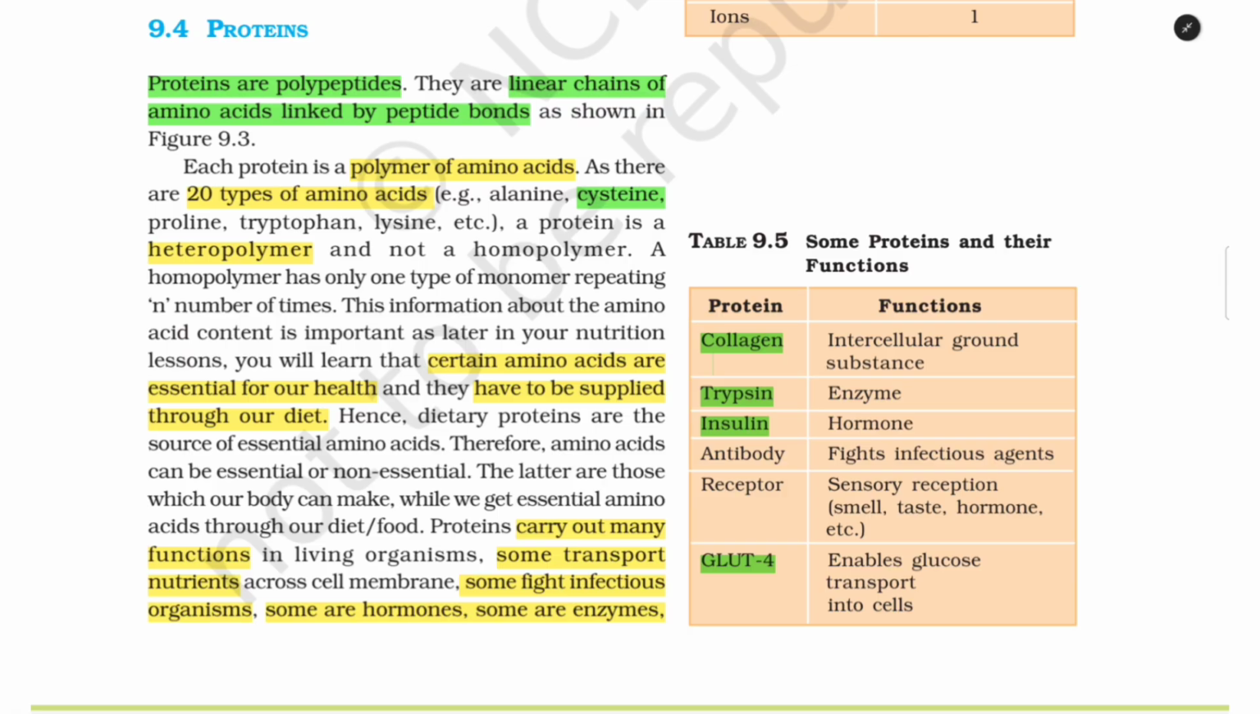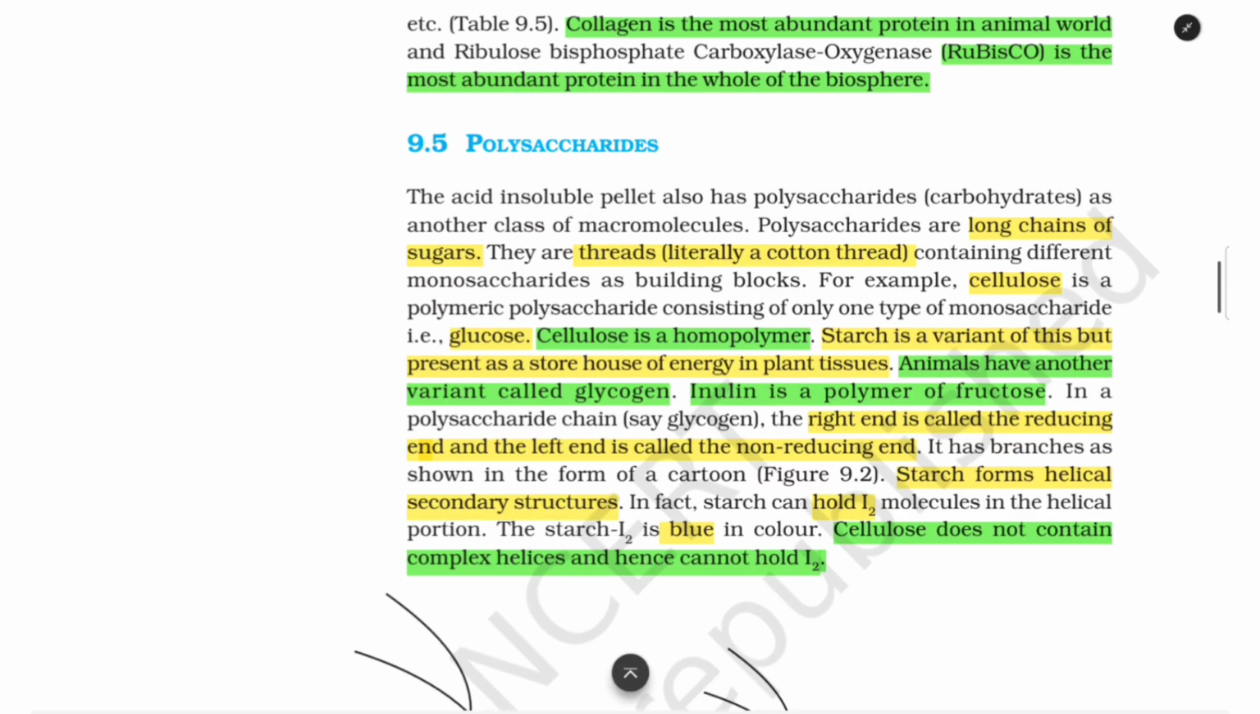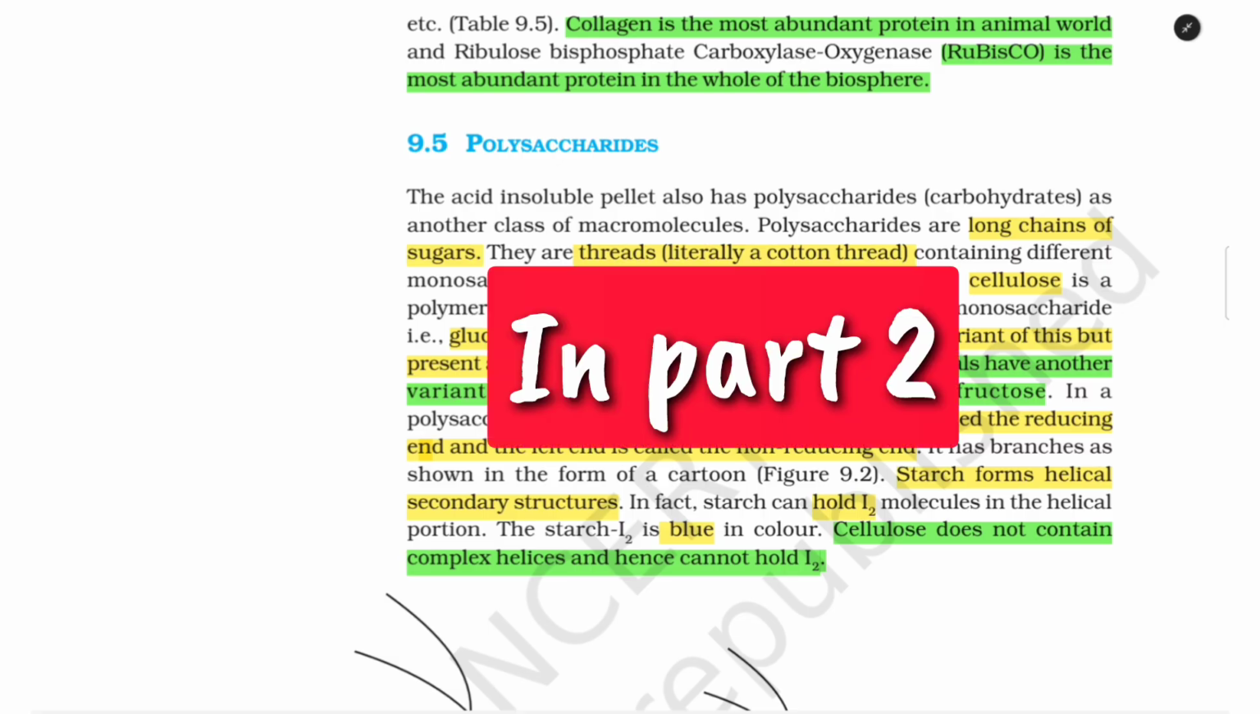Proteins carry out many functions in living organisms. Some transport nutrients across cell membrane, some fight infectious organisms, some are hormones, some are enzymes, etc. Table 9.5. Collagen is the most abundant protein in the animal world and ribulose bisphosphate carboxylase oxygenase (RuBisCO) is the most abundant protein in the whole of the biosphere.